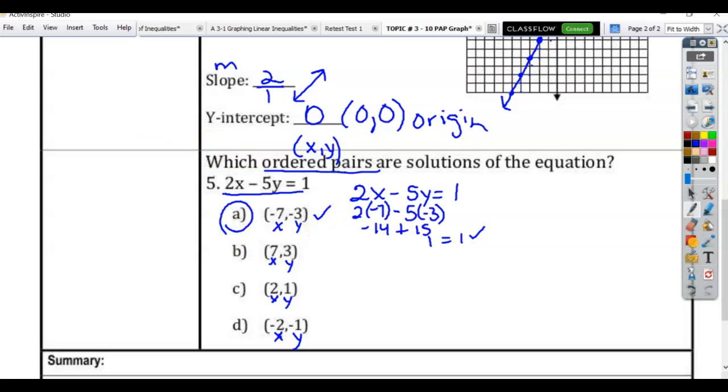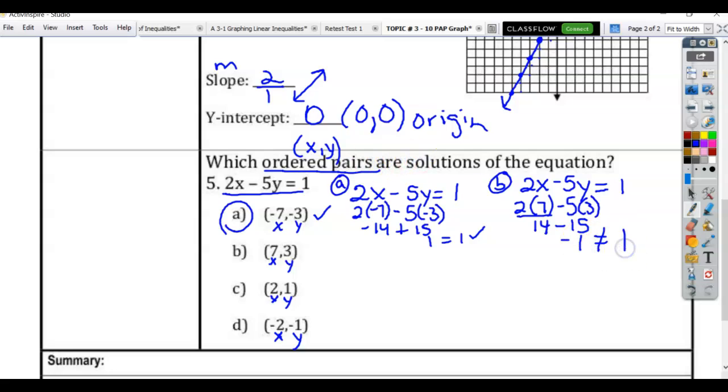Now let's try B. This was A. Let's try B. Okay, so I'm going to use the same equation, 2x minus 5y equals 1. But this time I'm going to put a 7 in for x and a 3 in for y. Okay, 2 times 7 is 14. Because I have a minus sign, 5 times 3 is negative 15. This right here gives me negative 1. That one is not equal to 1. So B is not a solution to my equation.